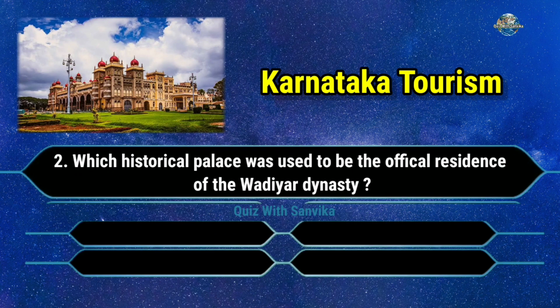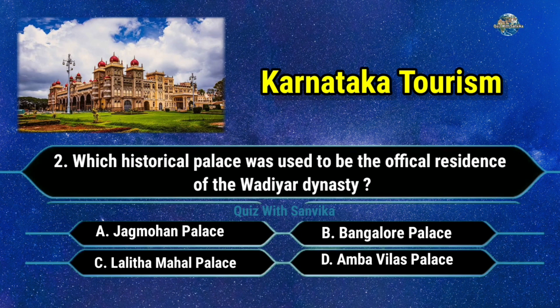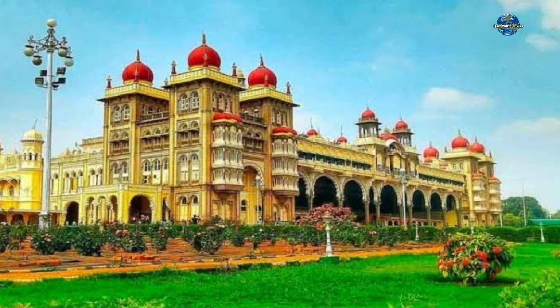Which historical palace used to be the official residence of the Wadiyar dynasty? Options are A. Jagmohan Palace, B. Bangalore Palace, C. Lalita Mahal Palace and D. Amba Vilas Palace. Answer is D. Amba Vilas Palace.